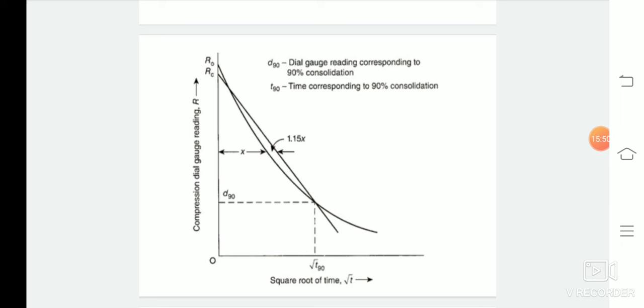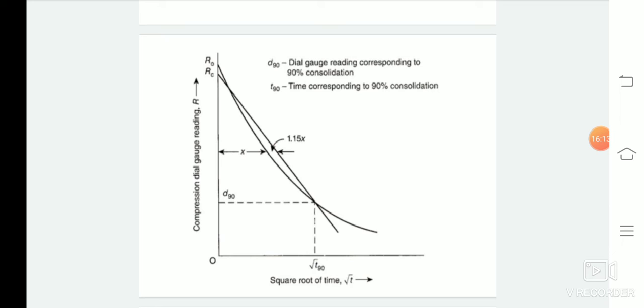So this figure shows the root t versus r plot. So what is being done? The initial straight line portion of the curve is extended backward to meet the y-axis. The point of intersection of this line with the y-axis gives the corrected zero dial gauge reading RC.